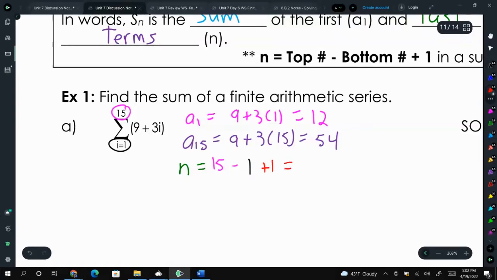Now, I know you're thinking, well, if we're going to subtract 1 and add 1, why do we do this? What if our bottom limit is not 1 and something different? Then we have this other process. So this is going to be 15.